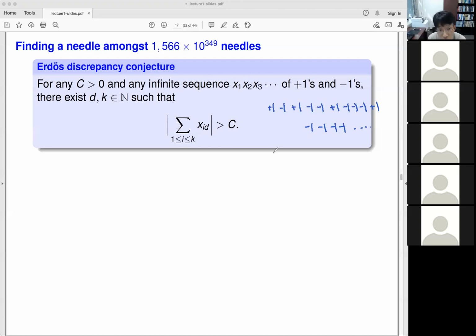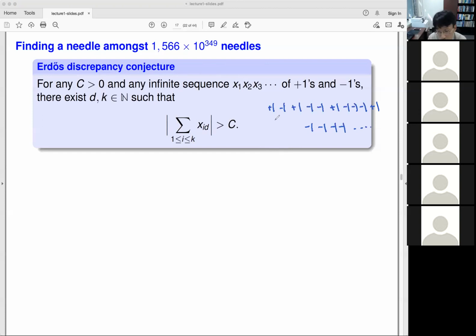I think Selman asked what the title actually means. Needle means there are many, many possibilities. So finding a needle means that among so many possibilities, we want to find one case which satisfies some property. So that's what this title actually means.